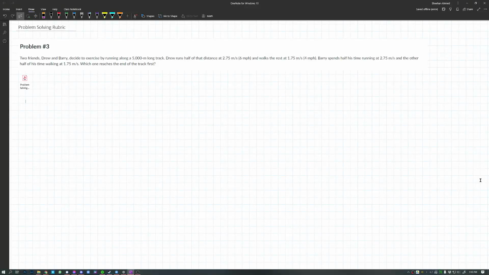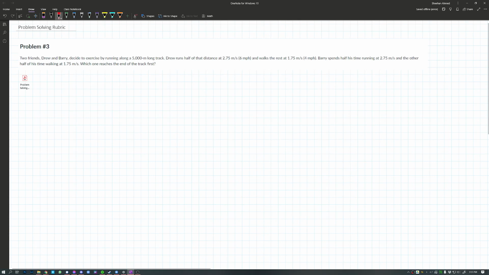All right, we are solving problem number 3 from week 2. Let's read the problem. It says two friends, Drew and Barry, decide to exercise by running along a 5,000-meter long track. Drew runs half of that distance at 2.75 meters per second and walks the rest of the way at 1.75 meters per second. Barry, on the other hand, spends half of his time running at 2.75 meters per second and the other half of his time walking at 1.75 meters per second. Which one reaches the end of the track first?